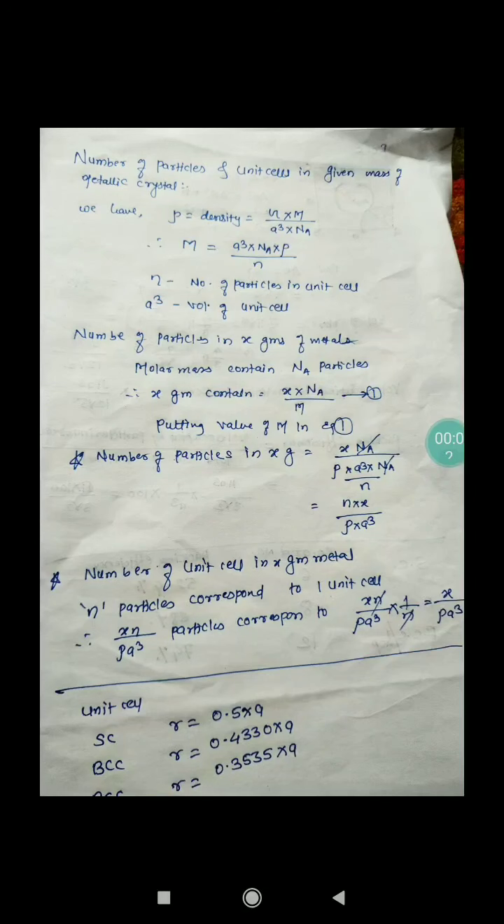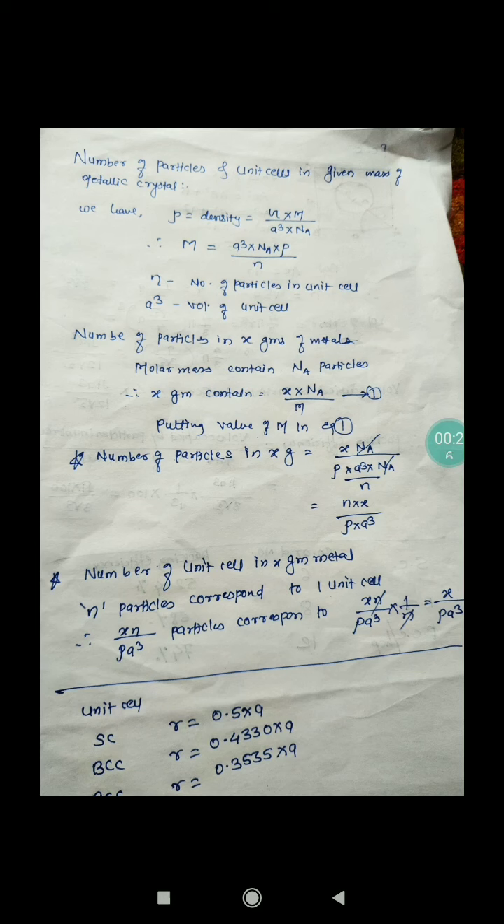Hello students, good morning. In this video, we discuss the number of particles and unit cells in x grams of a metallic crystal. In the last video, we discussed the relation between density, mass, volume, Avogadro's number, the number of particles in the unit cell, and the volume of the cell.